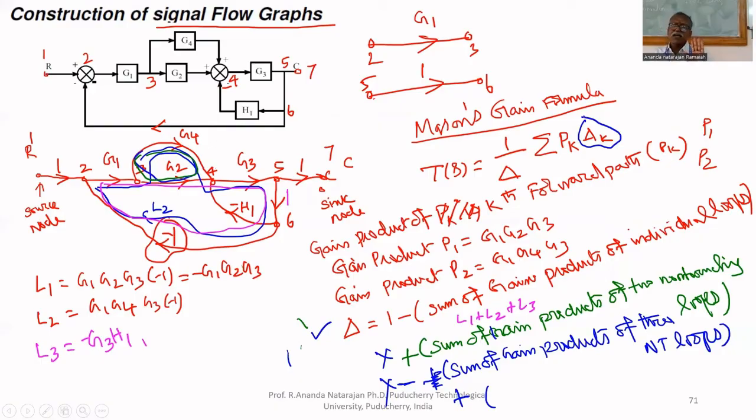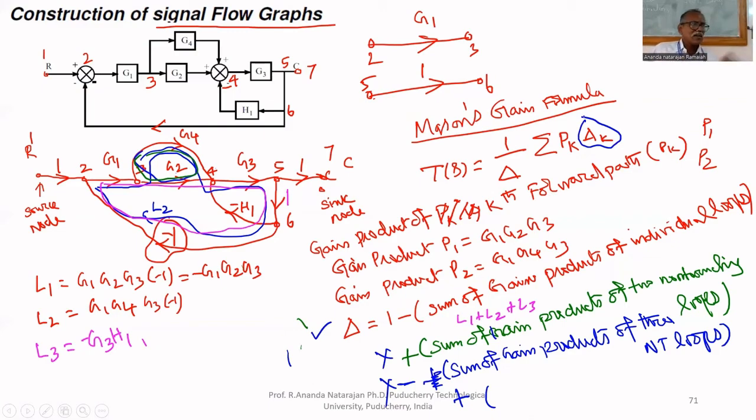Forward path gains are G1, G2, G3 and G1, G4, G3. That we got. But what is delta K? Delta K is delta 1. How many Ks are there? Only two Ks are there, delta 1 and delta 2, because P1 and P2 are there. Two forward paths means delta also only 2.